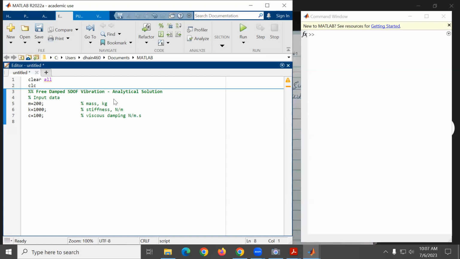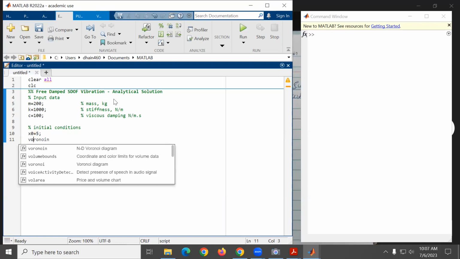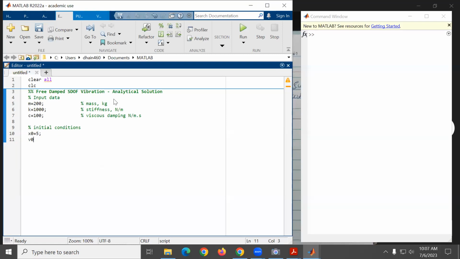Okay. The other thing we have as well is the initial conditions are given to us, which are what, like x naught equal to 5 and v naught, or v0, yeah, equal to 1.